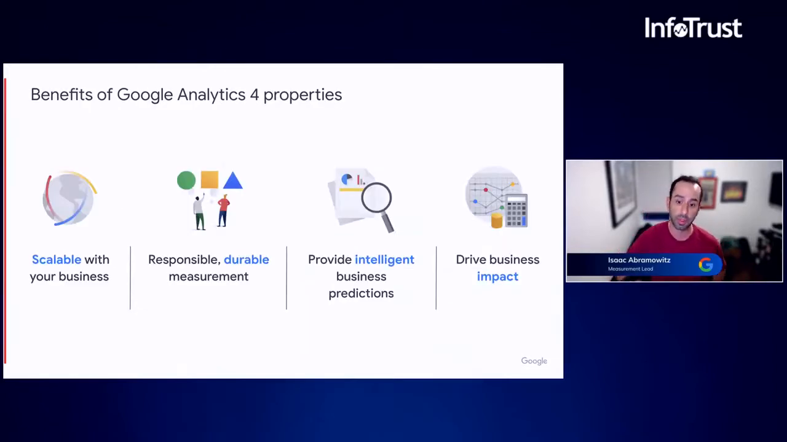Now, GA4 properties brings 4 key benefits, and that's not a coincidence. It's scalable with your business. You're able to measure all the interactions of your customers, being able to understand exactly how they navigate not only between your app and your web and or your website, but also interactions such as impressions as well.